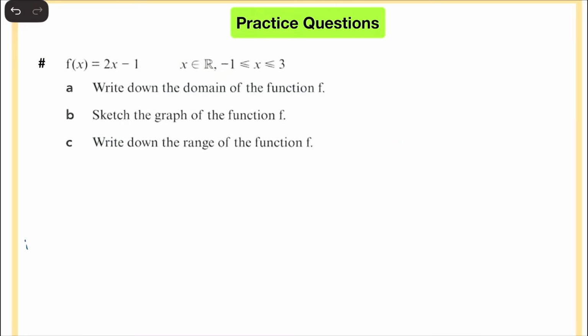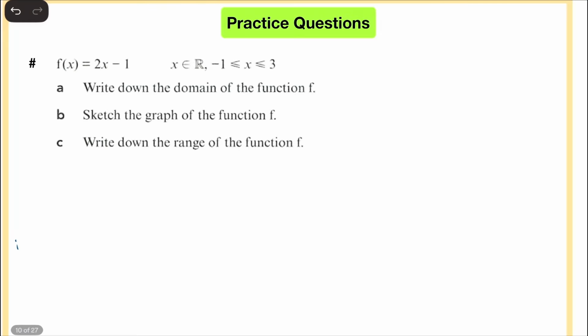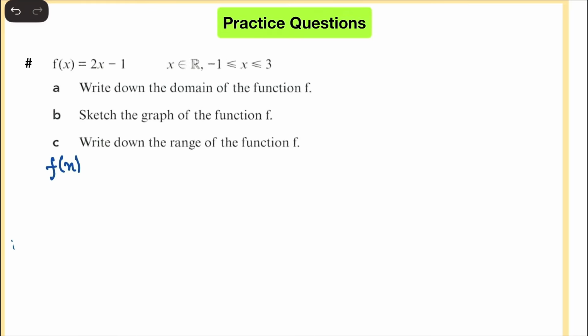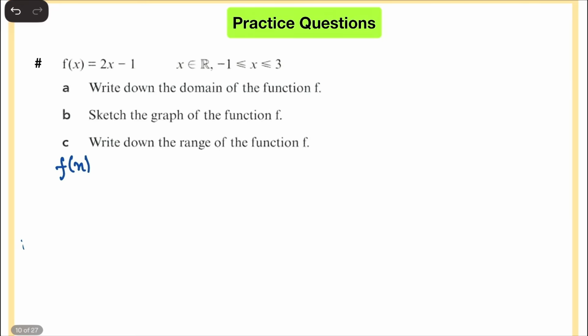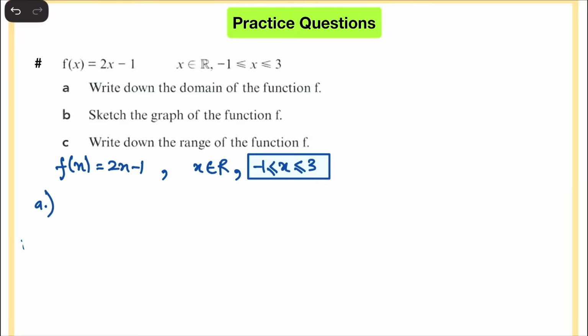Let's move on. So let's start with the practice question of this video. This is your first question. In this question, it is given that f of x is 2x minus 1, and the value x belongs to real numbers, and it is given that x is less than or equal to 3 and greater than or equal to minus 1. These are the possible values of x. Part A is: write down the domain of the function.